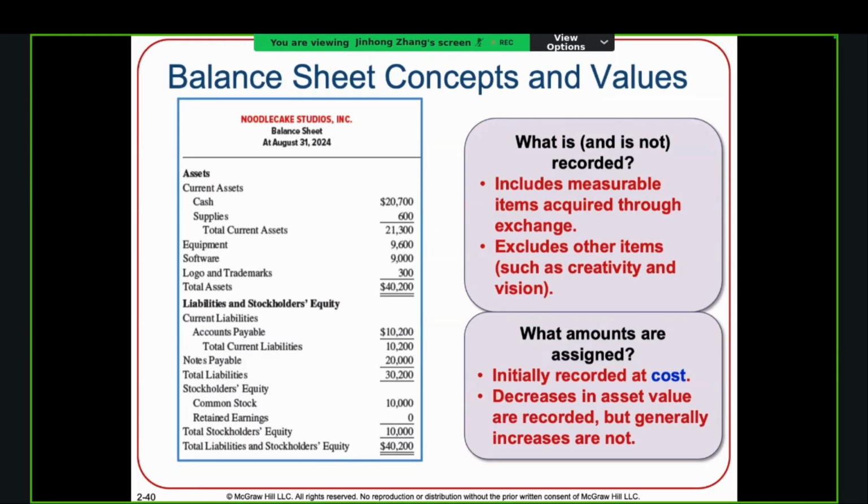What is and is not recorded includes measurable items acquired through exchange. Exclude other items such as creativity and vision. So that's the limit of a financial statement. The financial statement does not tell everything. It only tells the things that made money. But a lot of things are important and intangible, and they're not on the balance sheet.